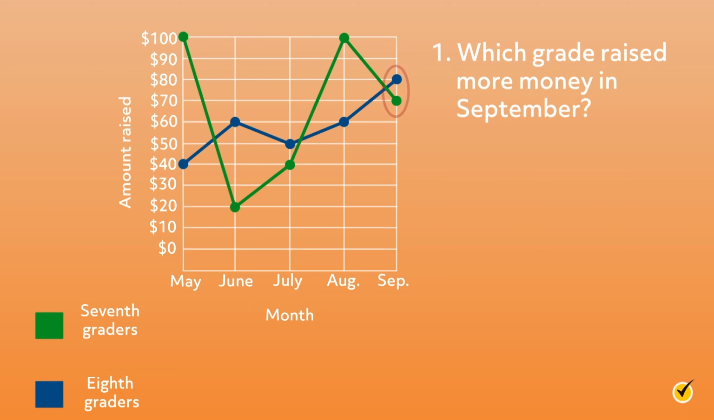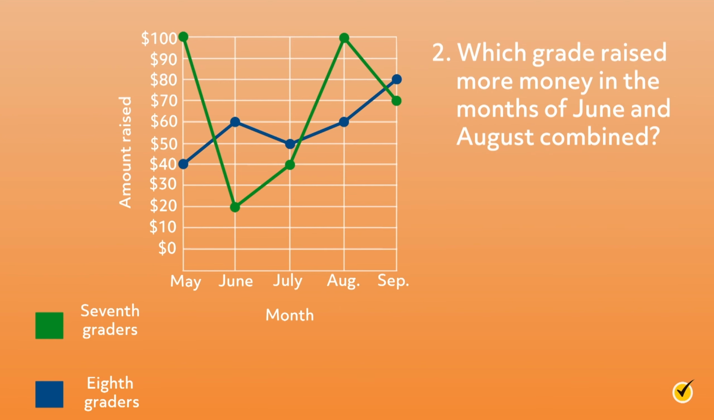8th grade students raised more money than 7th grade students in September. Remember that blue data points represent 8th grade students and green data points represent 7th grade students. Looking at the markers for September, we see that the blue marker is higher than the green marker, so 8th grade students raised more money in September. Which grade raised more money in the months of June and August combined?